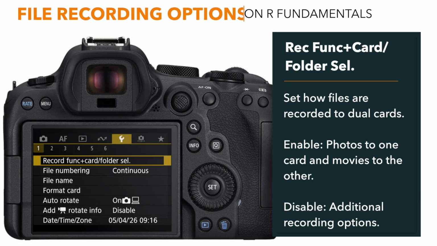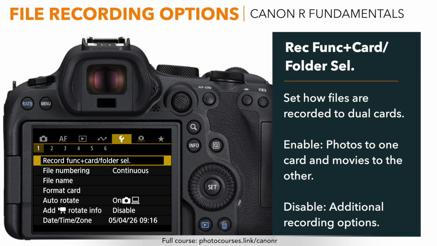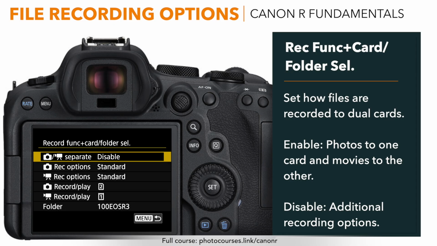Let's first go over where your photos are recorded on your memory card and how you name them. If your camera has two memory card slots, and you have cards in both, so you're using both of them, you'll want to set up which file formats are recorded to each card. You'll find that in the Setup menu under Record Function plus Card Folder Selection. And there's a default setting.